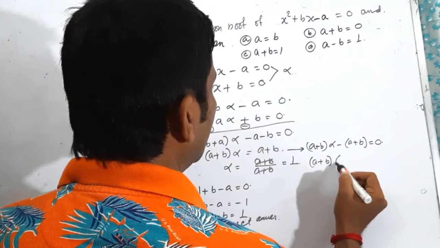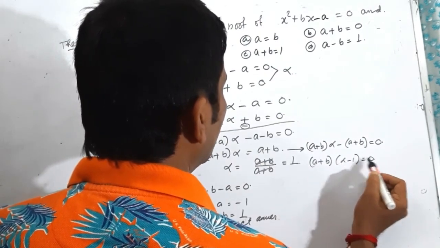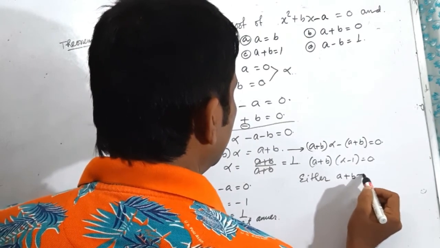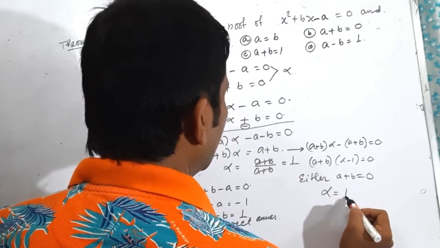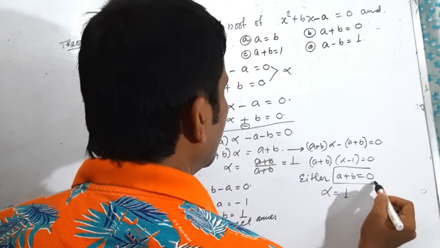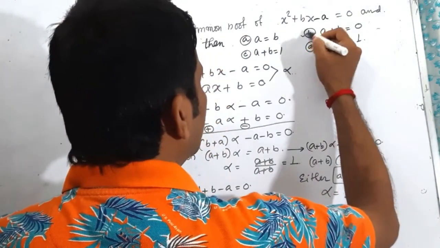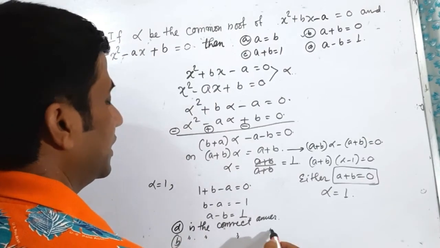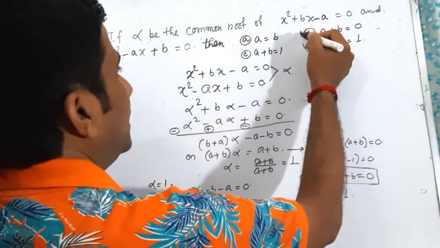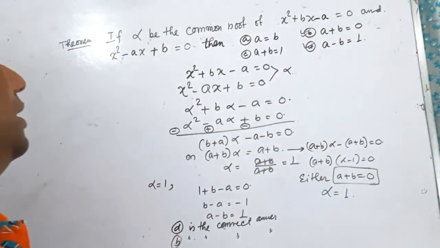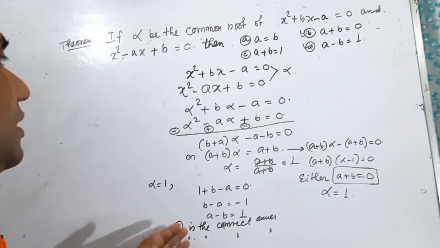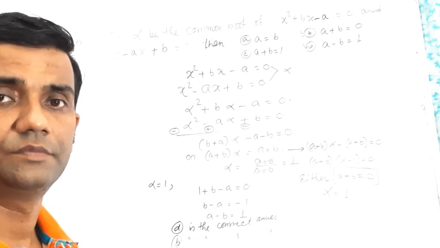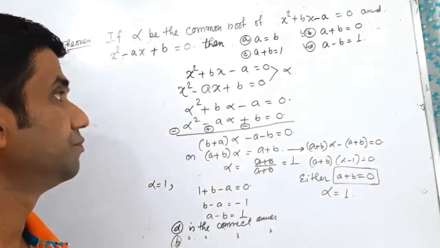Now, from where we get (a plus b) into alpha minus (a plus b) is equal to 0, or (a plus b) into (alpha minus 1) is equal to 0, either a plus b is equal to 0 or alpha is equal to 1, then we get a condition a plus b is equal to 0. So B is the correct answer. So our answer is B and D. This is the solution. Take a look.